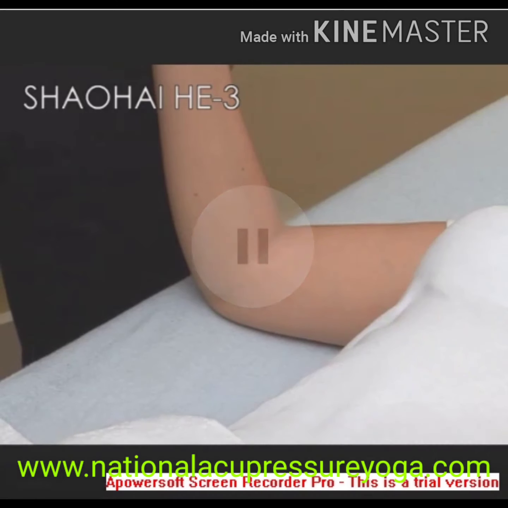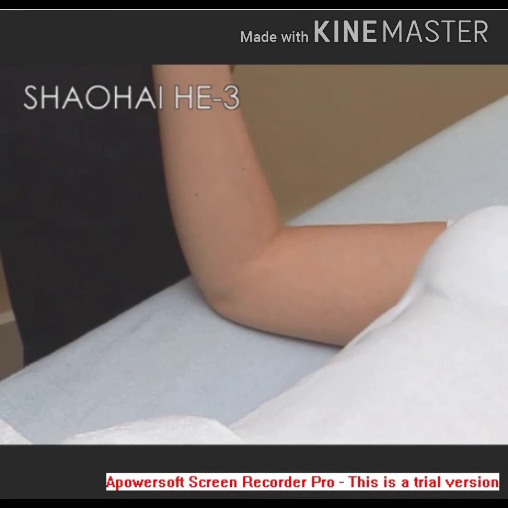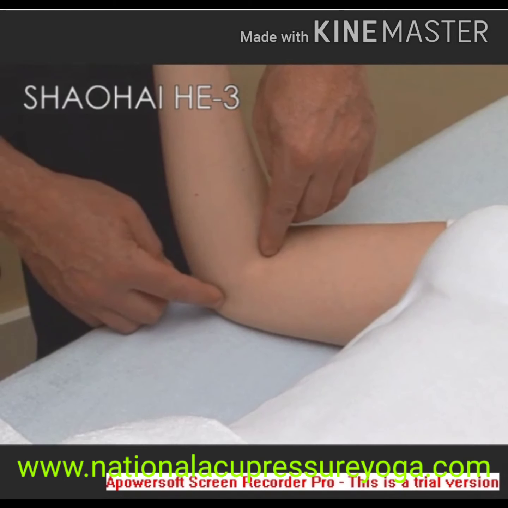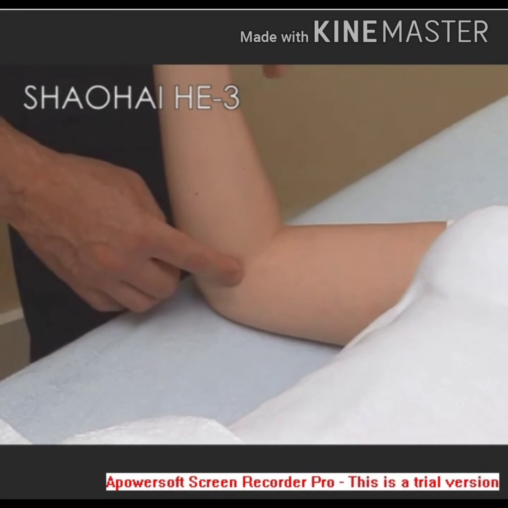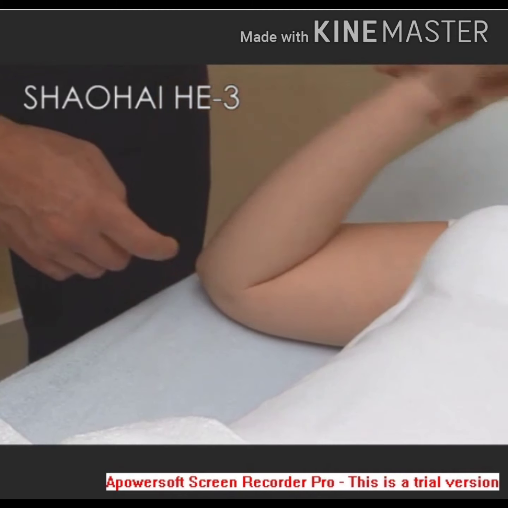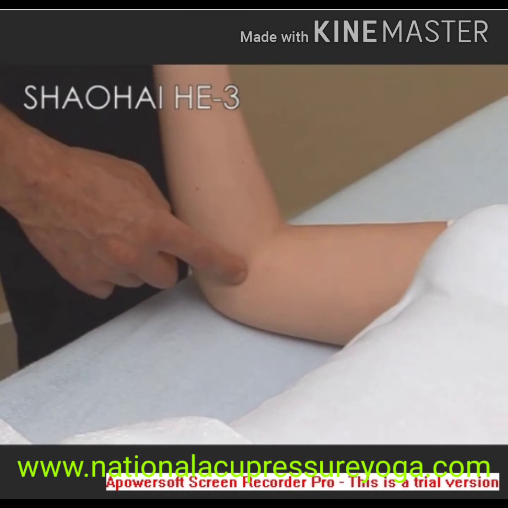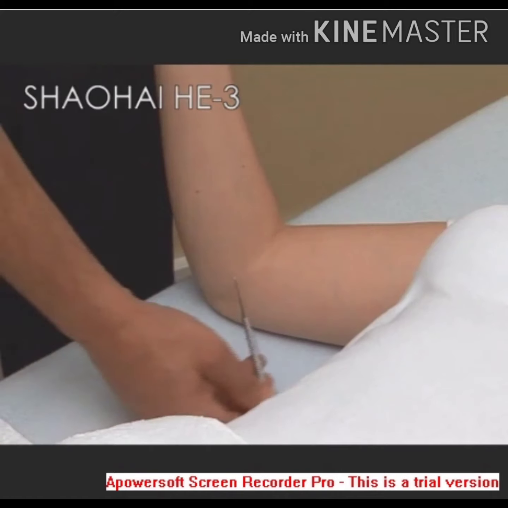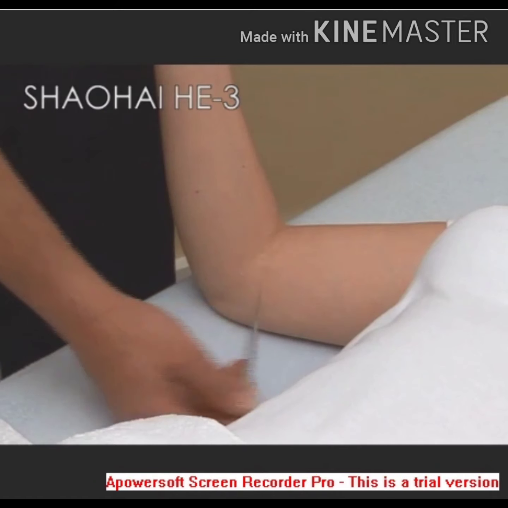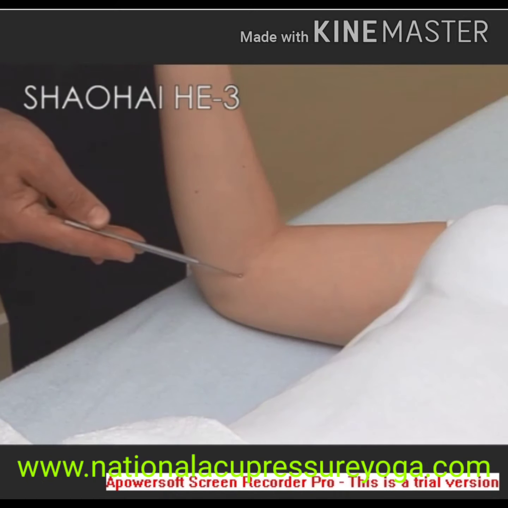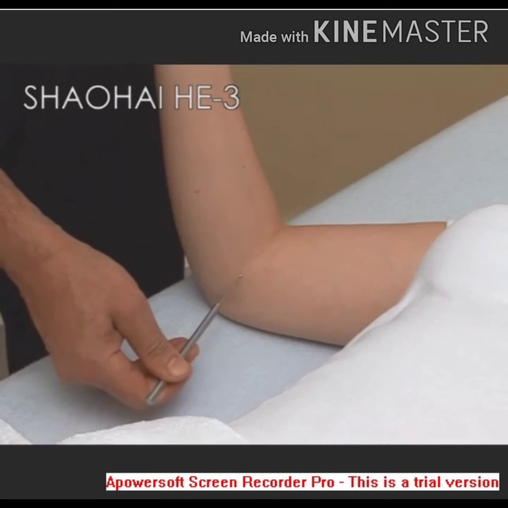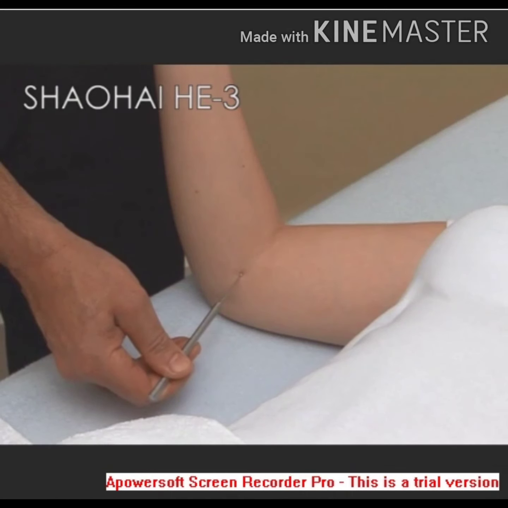Shao Hai, Heart 3, is located midway between Quze, Pericardium 3, and the medial epicondyle of the humerus, at the medial end of the transverse cubital crease when the elbow is fully flexed. Oblique insertion distally or proximally, or directed towards Quchi, Large Intestine 11, 0.5 to 1.5 cun.